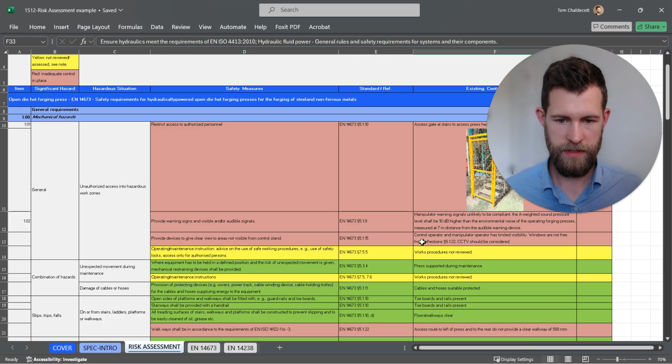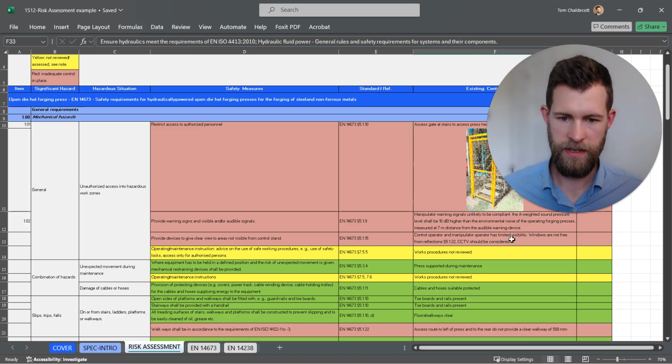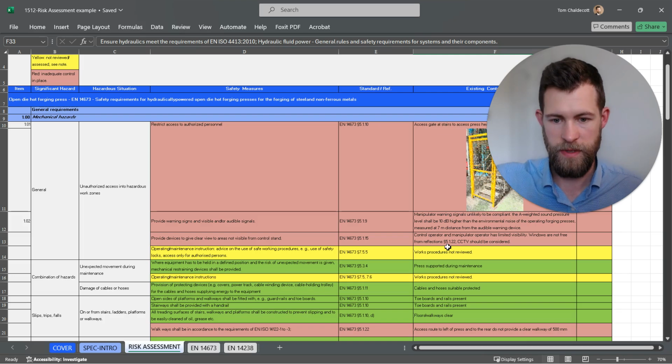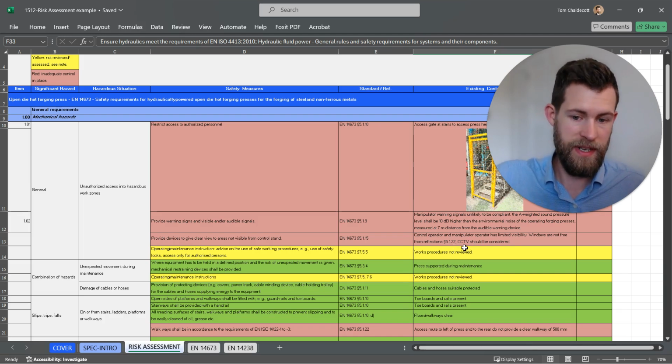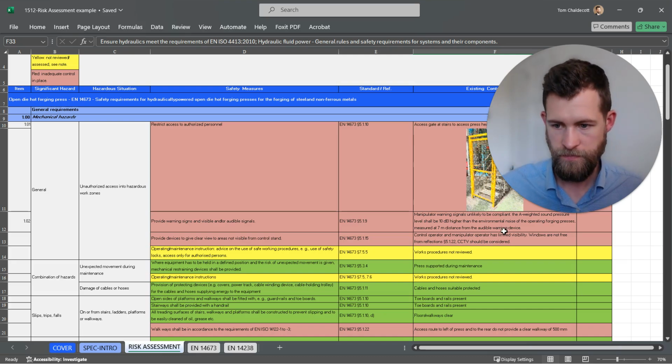And the requirement: in this case there wasn't a means of having a clear view of the working area. So we've stipulated that the control operator, the manipulator operator, has limited visibility. Windows aren't free from reflections, which is a requirement of the standard within 5.1.22. And we're stating that CCTV should be considered as a suitable solution in this case.